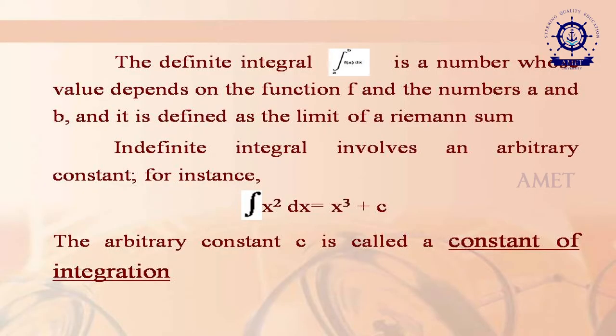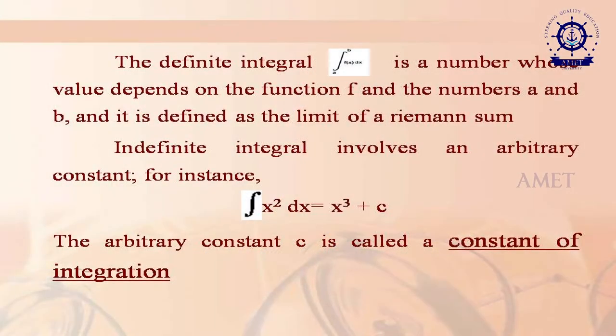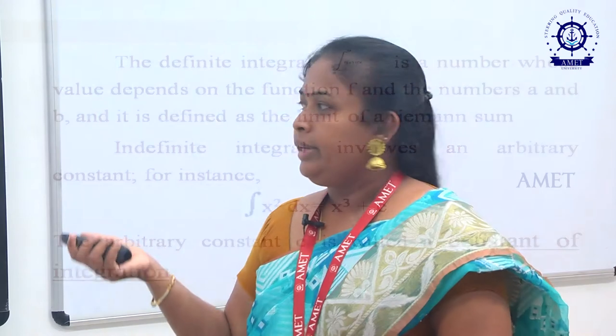Next, the definite integral is a number whose value depends on the function f and the numbers a and b, and it is defined as the limit of a Riemann sum. Indefinite integral involves an arbitrary constant, for instance, integral of x square dx equals x cube by 3 plus c. The arbitrary constant c is called the constant of integration.